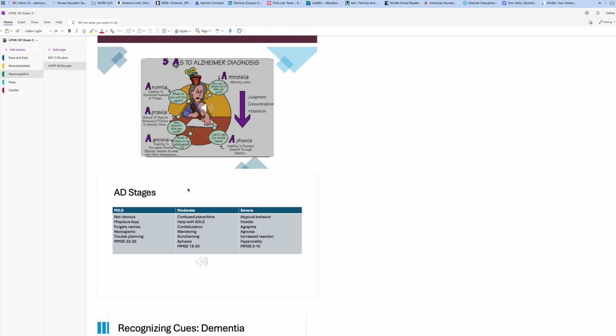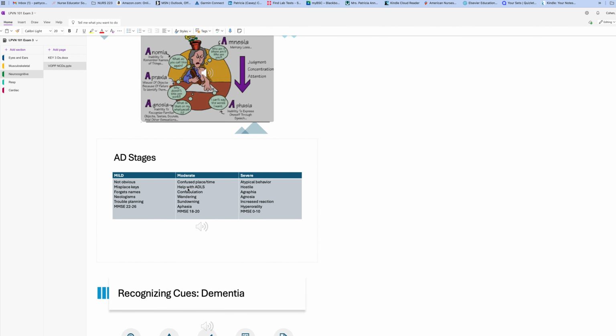Okay, there are stages of Alzheimer's disease. So the reason I picked Alzheimer's disease is because it's the most common neurocognitive disorder. Okay, and it's neurodegenerative too over time. So read through the symptoms and know that you need to mitigate this wandering because they're an elopement risk. So how are you going to do that?